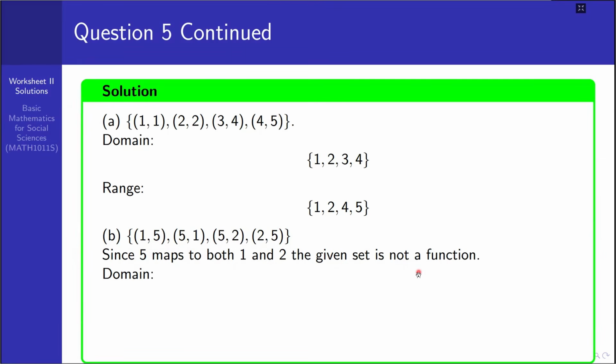Even so, what will the domain of the relation be? The domain is 1, 5, 2, or 1 to 5, and the range could be 5, 1, 2, or simply 1 to 5 again. So that is the domain and range of this relation, which is not a function.